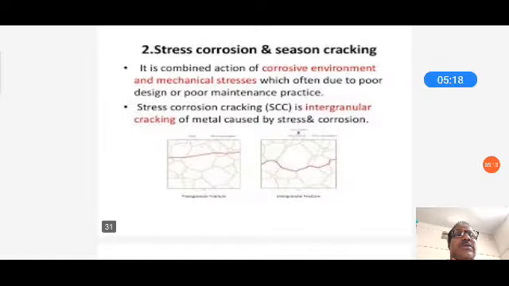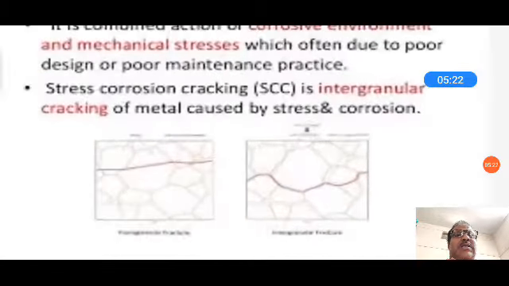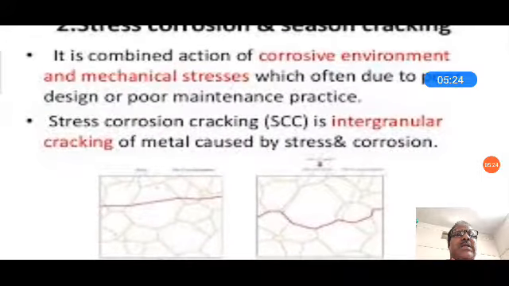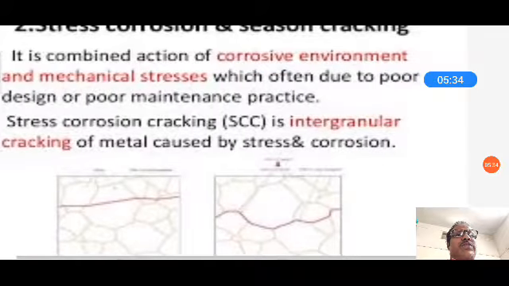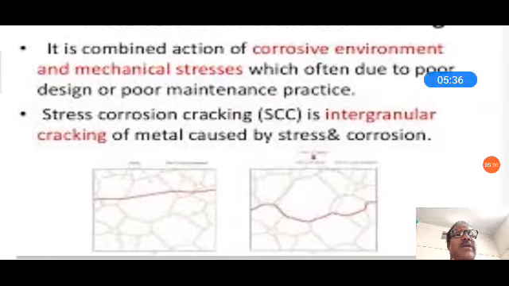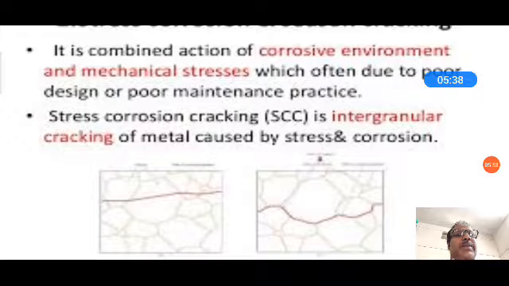See, the stress corrosion cracking or season cracking is a combined action of a corrosive environment and mechanical stresses, which is often due to poor design or poor maintenance practice. Season cracking or stress corrosion cracking then occurs.